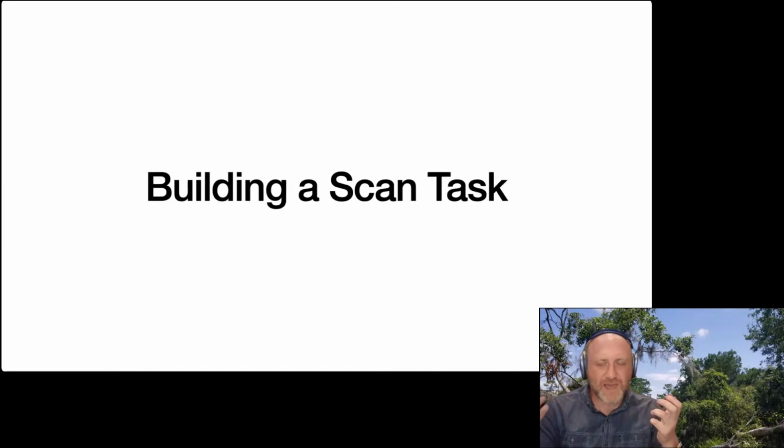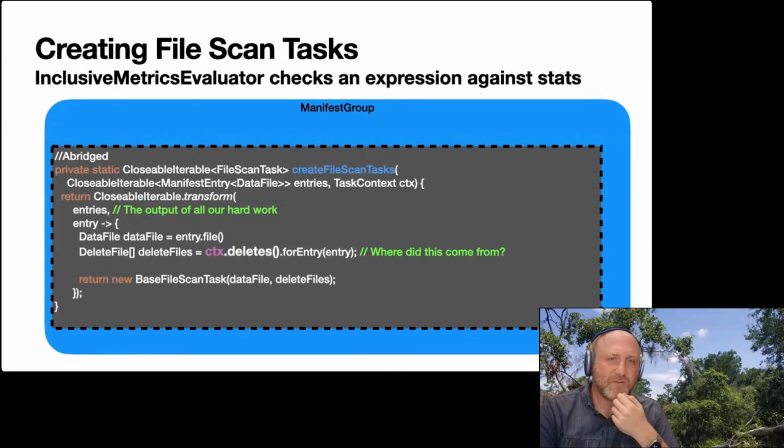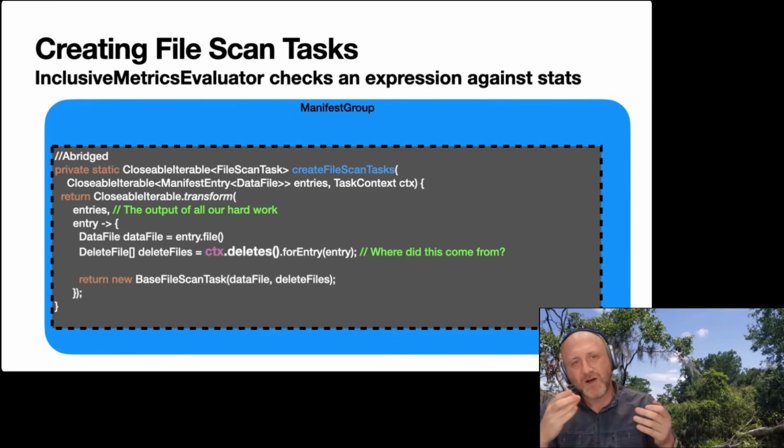So we do that in something called a scan task. A scan task puts together both the data file that needs to be read along with the delete files that need to be read with it in order to get the actual data from that particular file. So we do this, again, inside of manifest group. So again, we're doing more work inside of there. All the slides that we've talked about previously populate that term entries that I've linked there as the output of all of our hard work so far. So that's basically all the data files we need to actually process.